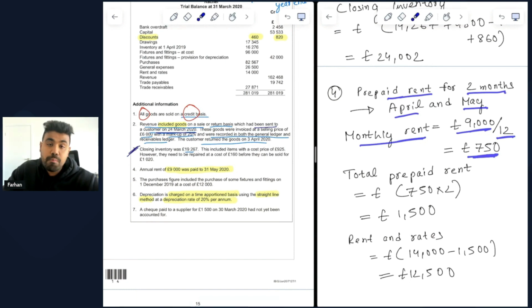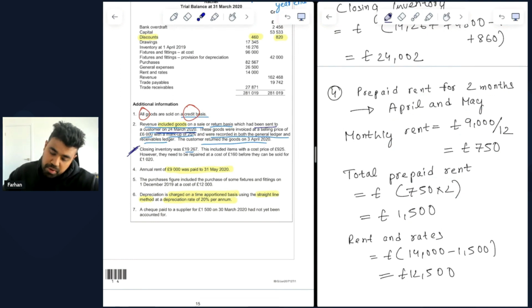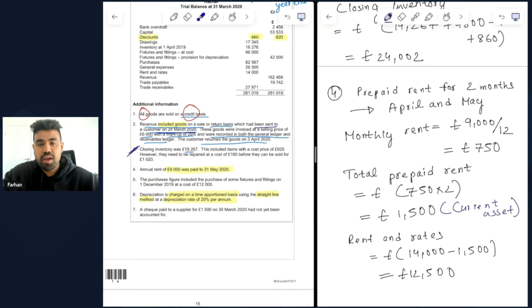Then we're going to use the monthly rent as a basis to calculate the total rent that has been prepaid for the next financial year for the months of April and May. So we take £750 and multiply it by 2, since 2 months of rent were prepaid, and we get the total prepaid rent to be £1,500. Prepaid rent is also known as a current asset. So if you were preparing the balance sheet, under the current assets section you would include this £1,500 for prepaid rent, which relates to economic benefits that will be consumed in the next financial year.